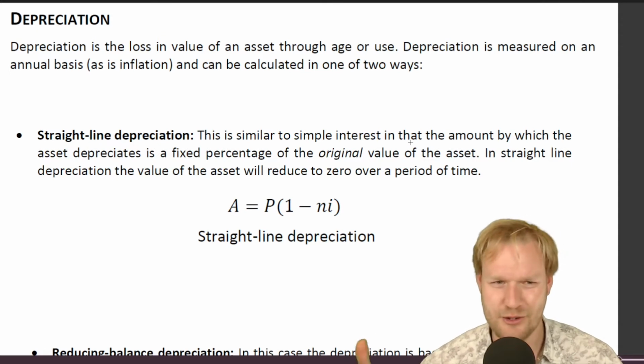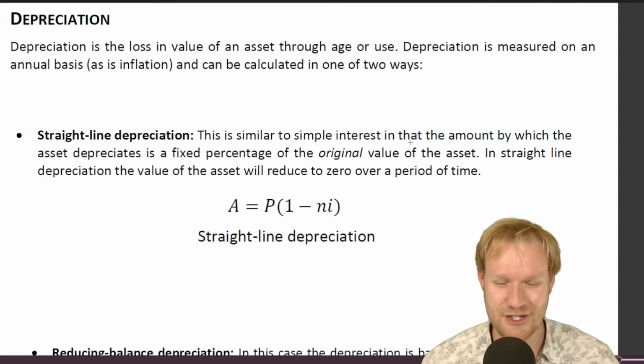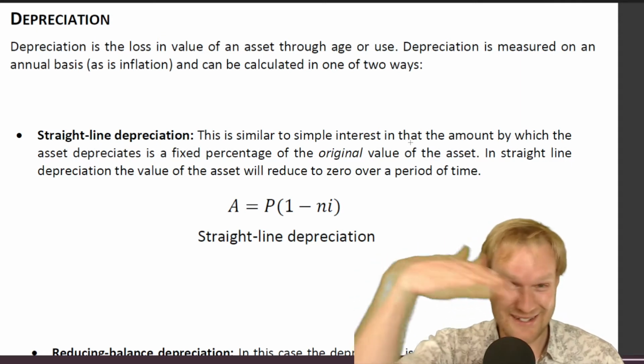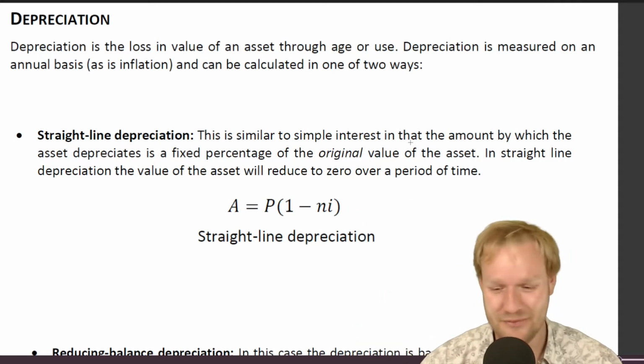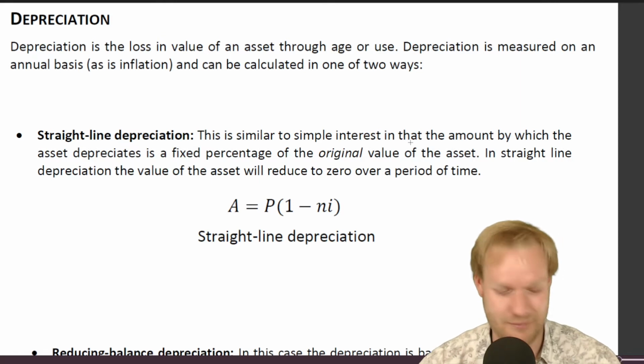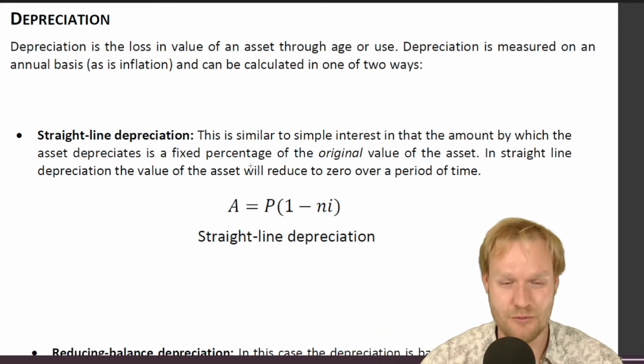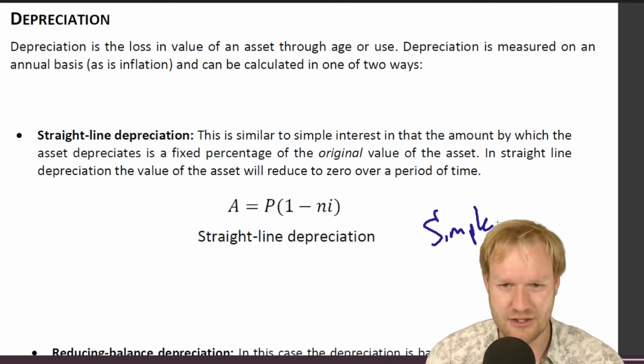Let's just check, are we all awake here? If it's straight line depreciation and you drew a graph, what's the shape of the curve going to be? It's going to be a straight line, right? Because it's straight line depreciation. So straight line depreciation is one option, which is like simple interest. When you think about this one, think of it as equivalent to simple interest.